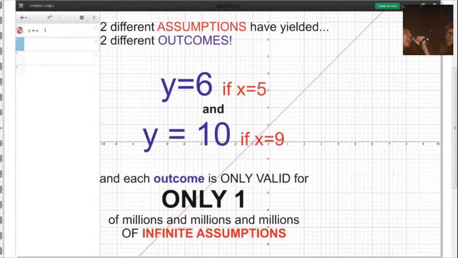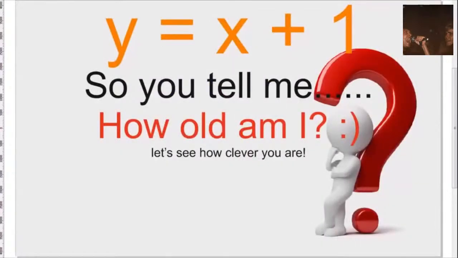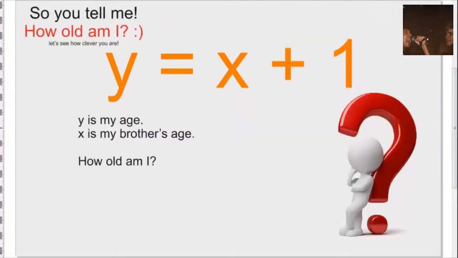So we have two different assumptions that have yielded two different outcomes. Y is equal to 6 if x is equal to 5, and y is equal to 10 if x equals 9. And each outcome is only valid for only one of millions and millions of infinite assumptions. So you tell me, how old am I? Let's see how clever you are. If y is my age and x is my brother's age, how old am I?